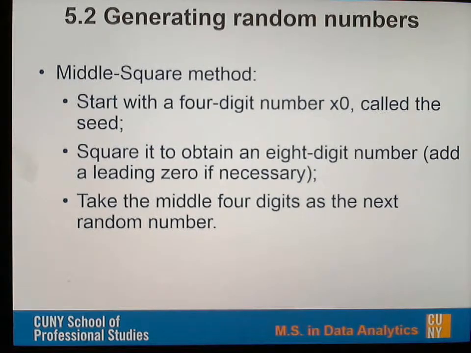How to generate random numbers. One of the methods is called the middle square method. We can start with a 4-digit number x0 called the seed. Important concept, seed. Then square it to obtain an 8-digit number, adding a leading 0 if you only have 7 digits. Then we take the middle 4 digits as the next random number, and so on and so forth. For example, we can use 1, 2, 3, 4, square it, take the middle 4, and so on.